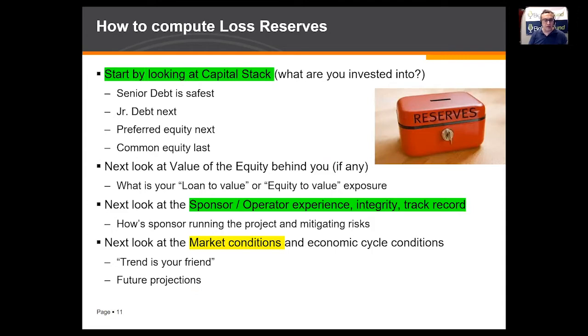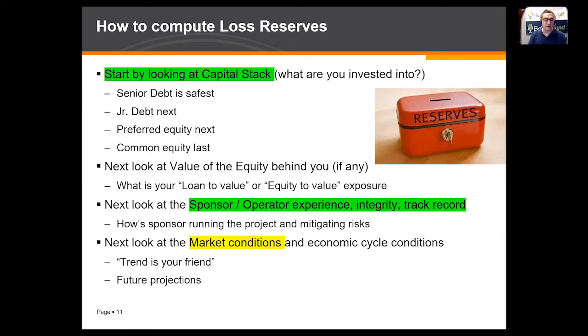Next, look at the market conditions and the economic cycle conditions. Why? Well, if you invested at the bottom of the market, when everything was cheap, a lot of things were trading below the reconstruction cost, below book value, if there were stocks and bonds, you couldn't go wrong because everything was at a big discount. You just couldn't go wrong.